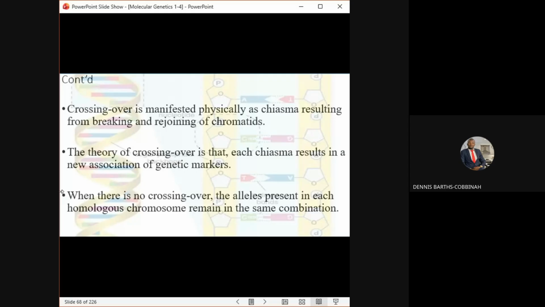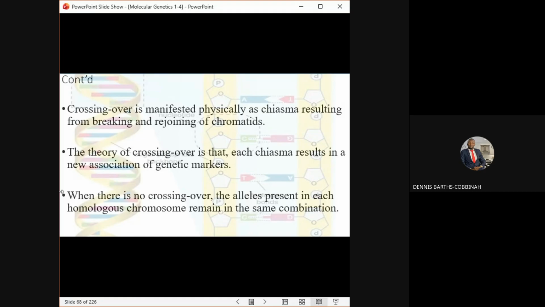So crossing over is manifested physically as chiasmata resulting from breaking and rejoining of chromatids. So exchange of these genetic portions of chromosomes, as we have discussed earlier, occurs in the packaging stage of prophase.